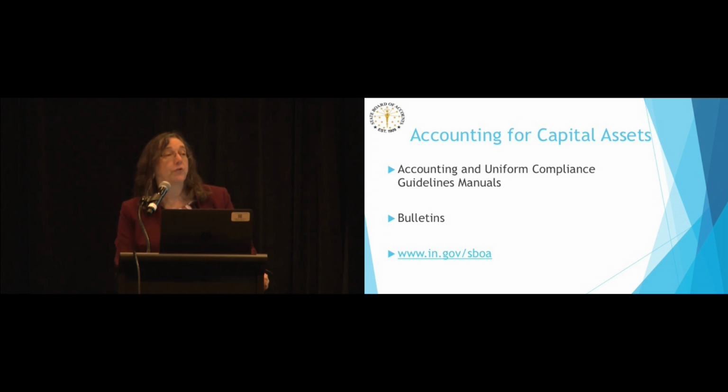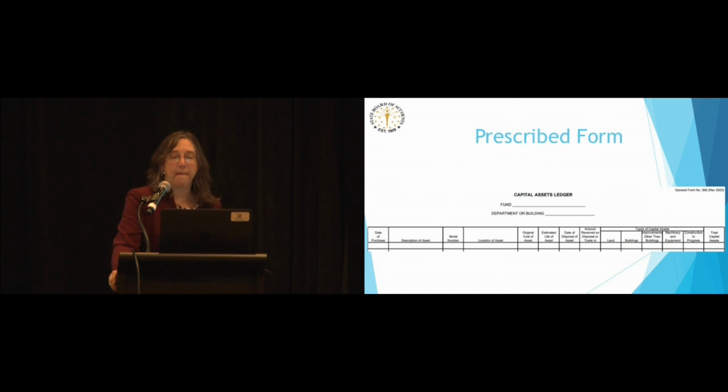We do have a prescribed form, which is a manual form. I don't know how many probably use it. You probably have software that tracks it, or a database, or maybe Excel. I'm not sure what everybody's using, but there is a manual form. The manual form is called the capital asset ledger. This is kind of an example of what it looks like. I don't know how easy it is to see up there.